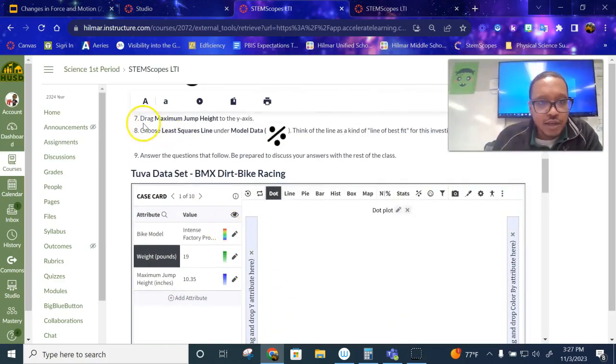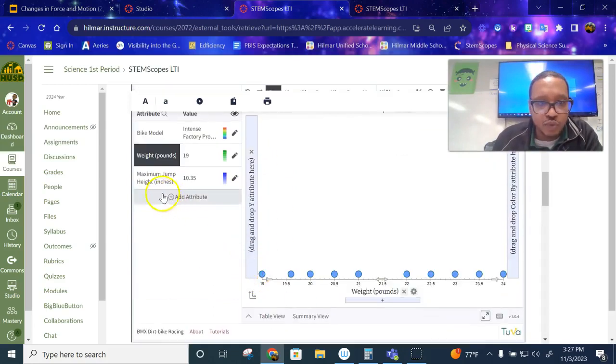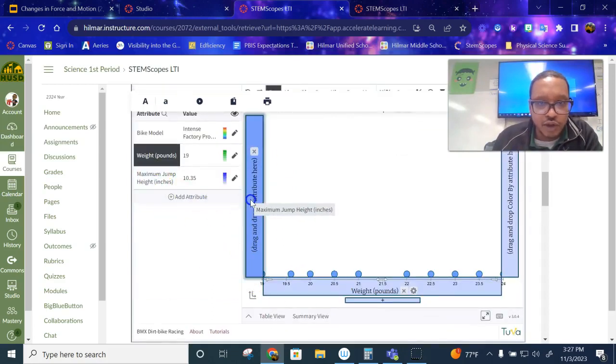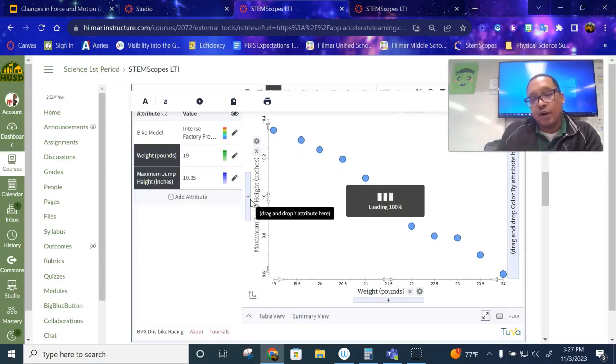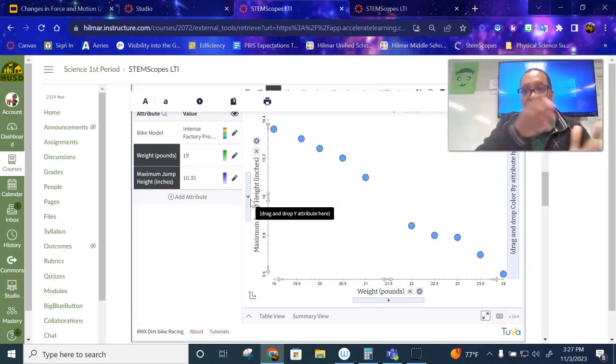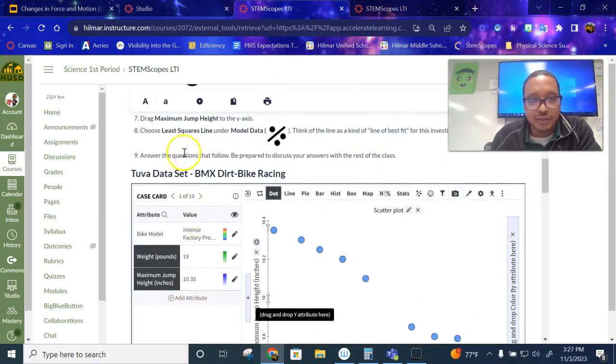Then it says drag maximum jump height to the y-axis. Again, that's the one going up and down. Here's maximum jump height. I'm going to drag it right there. Boom. Now I have my x-axis set and I have my y-axis set. That is totally cool. Now, what's the last thing we got to do here?